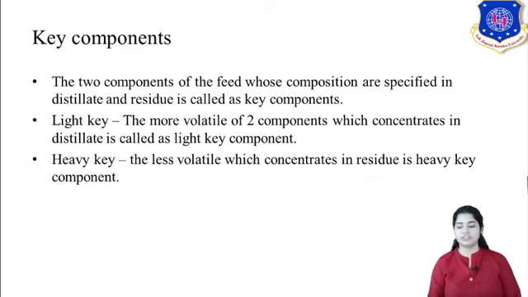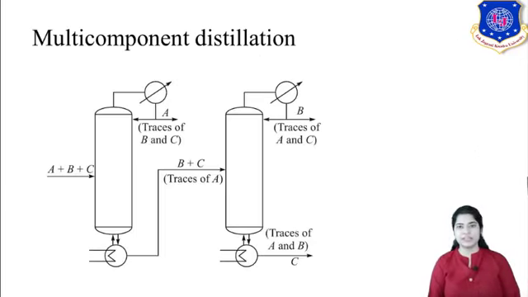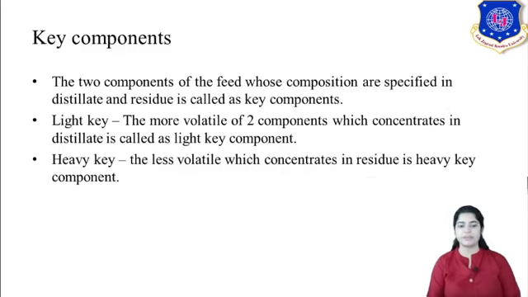In your mixture, here you can see A plus B plus C. From these 3 components, any 2 of the components which are present in both distillate and residue are your key components. Now dividing those again, what is the light key component? Of these 2 key components, the one whose concentration is high in distillate is your light key component. Similarly, the heavy key component is the one present in high concentration in residue.